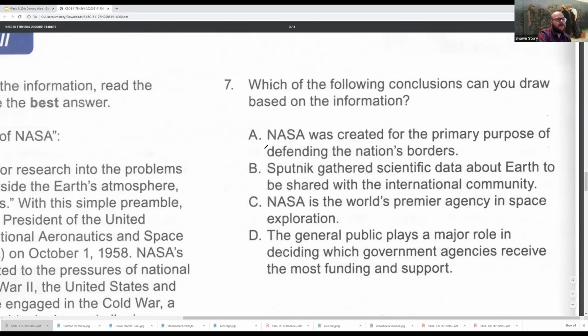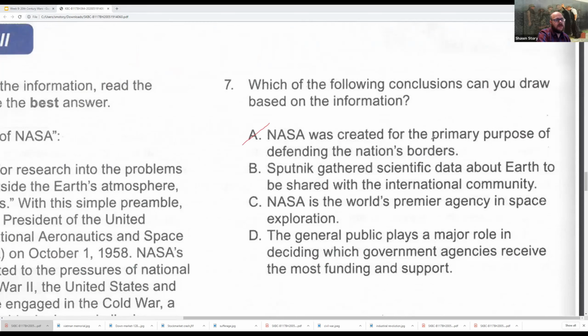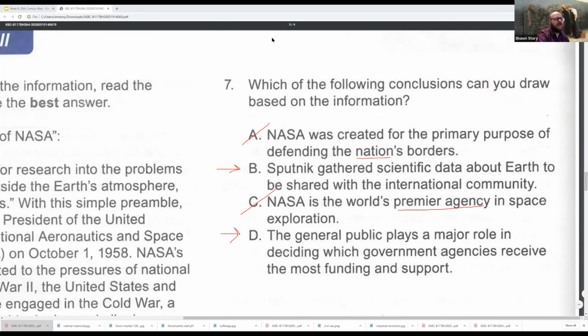So now that we've reread the passage, we know that NASA was not for the nation's borders. We know that NASA was not the first because the Sputnik happened way beforehand. That leaves us B and D. Which one is the better answer? We have Sputnik gathered scientific data about Earth to be shared with the international community, or the general public plays a major role in deciding which government agencies receive the most funding and support. B could be correct and D could be correct. Which one does the author mention?